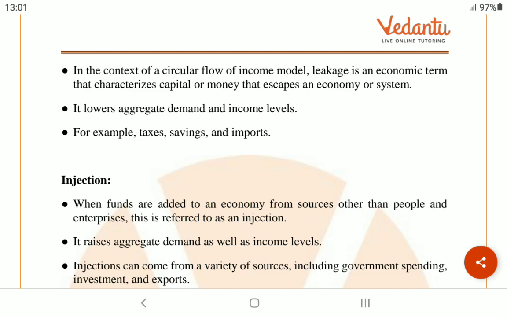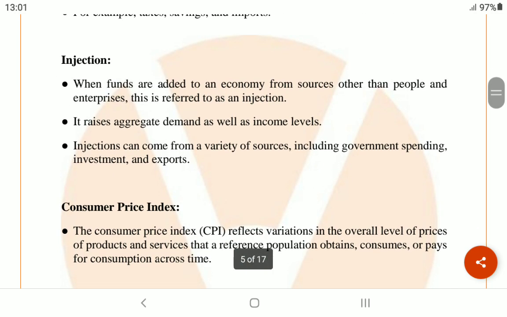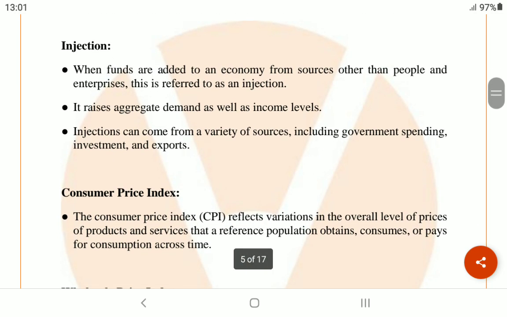So this is also a 2 mark question. Next is injection. Injection is when funds are added to an economy from sources other than people and enterprises. This is referred to as an injection. It raises aggregate demand as well as income level. Injection can come from a variety of sources including government spending, investment, and exports.